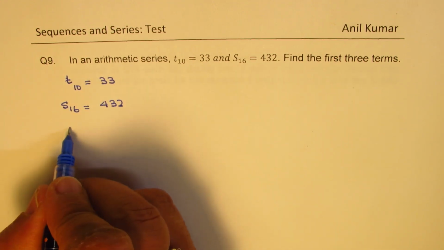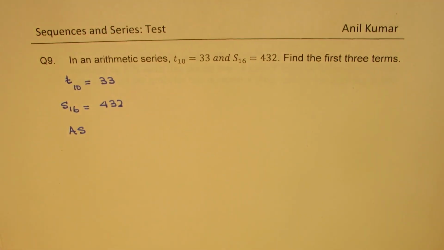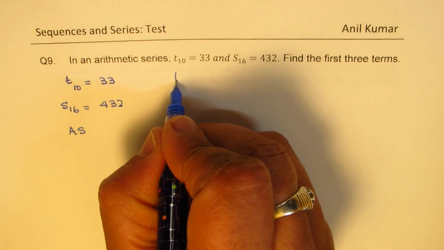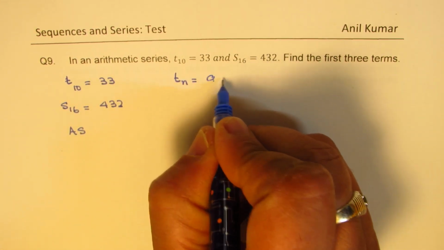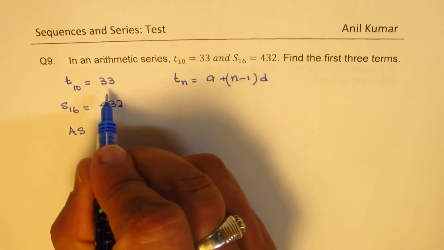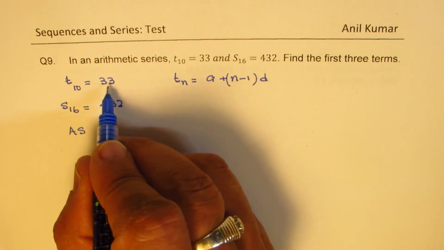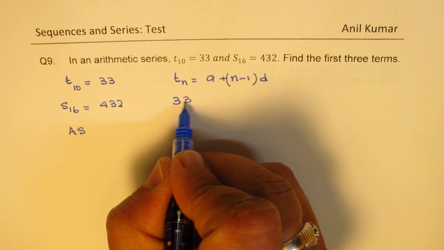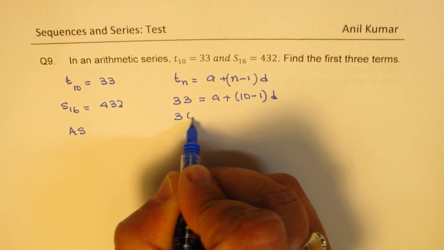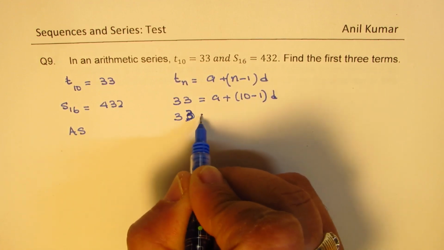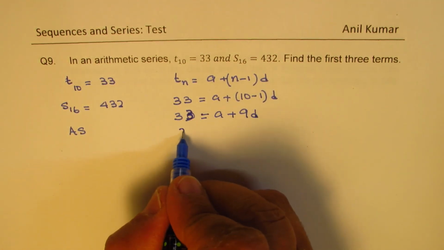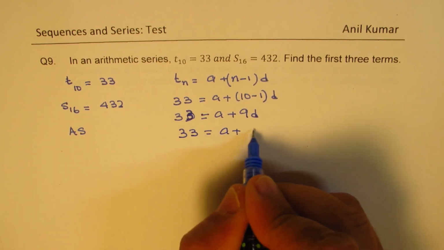Now this is an arithmetic series we're talking about, correct? In an arithmetic series, the formula for the terms is Tn equals a plus n minus 1 times d. So we can substitute these values. n is 10 for us and Tn is 33. So we can write this as 33 equals a plus 10 minus 1 times d. That gives us an equation, 33 equals a plus 9d, right? We'll call this equation 1. Let me rewrite this as 33 equals a plus 9d.